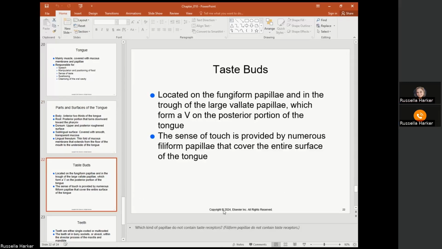Your taste buds are located on the fungiform papillae and in the trough of the large vallate papillae, which form a V on the posterior portion of the tongue. The sense of touch is provided by the numerous filiform papillae that cover the entire surface of the tongue. So the filiform papillae do not contain taste receptors.